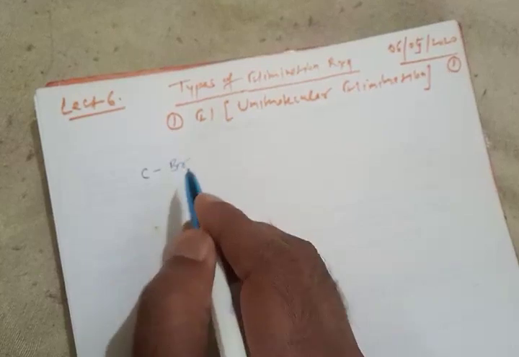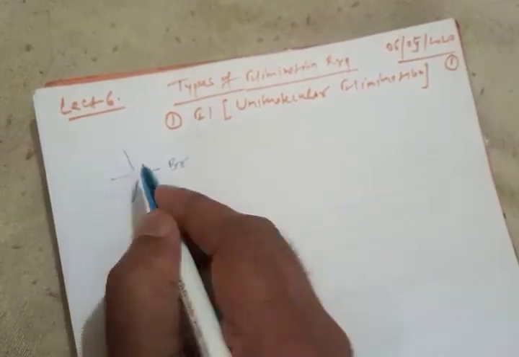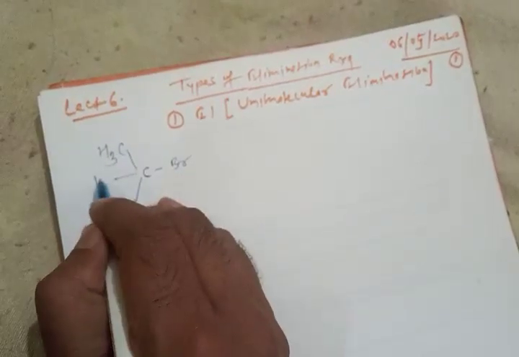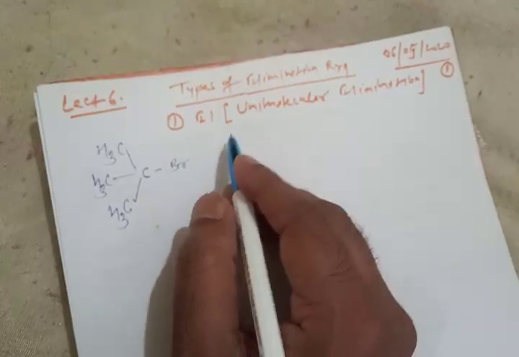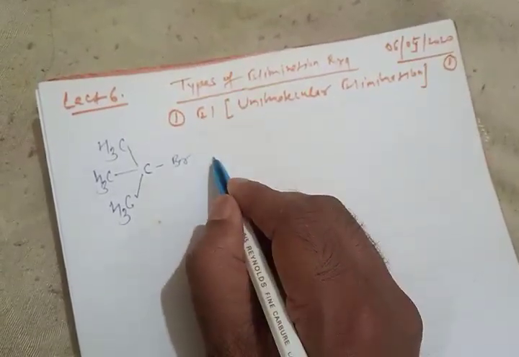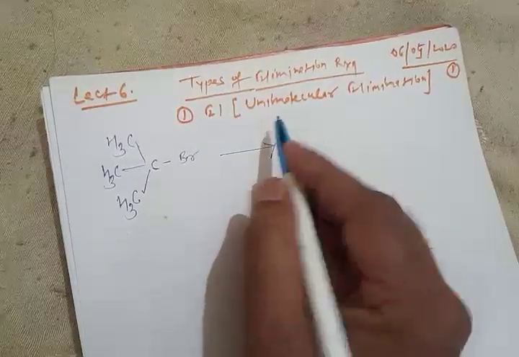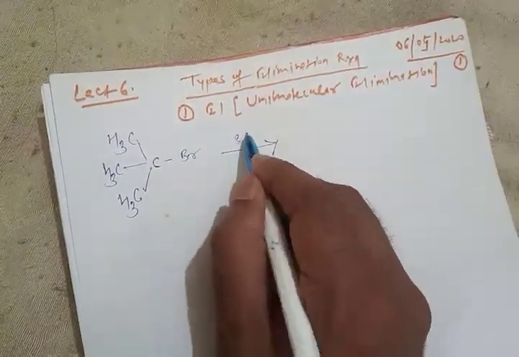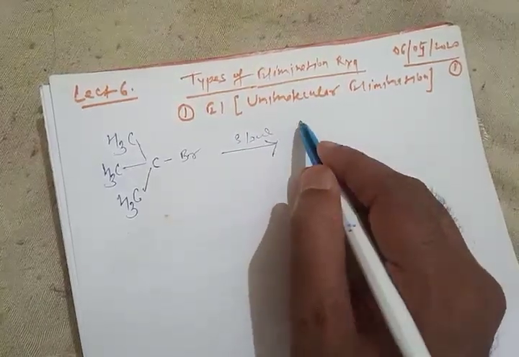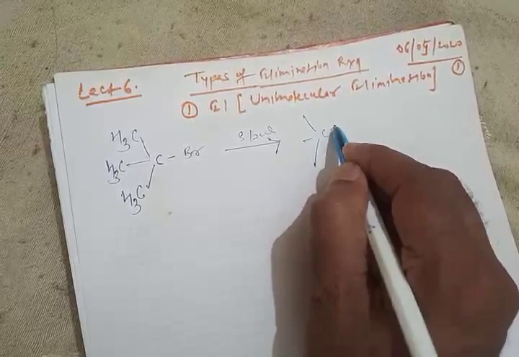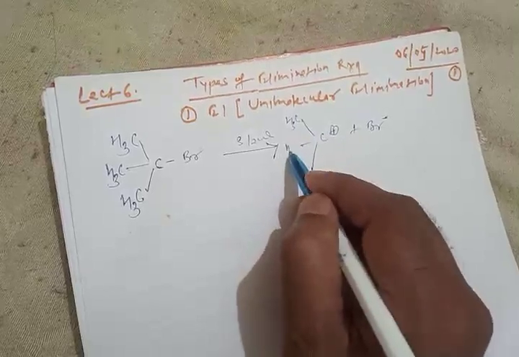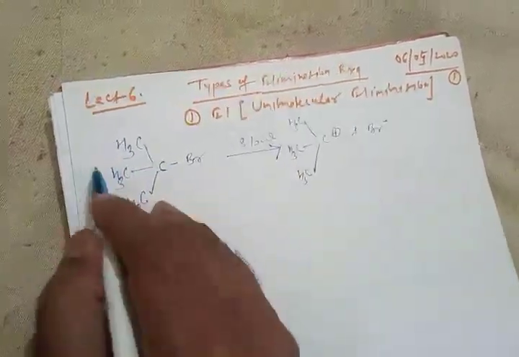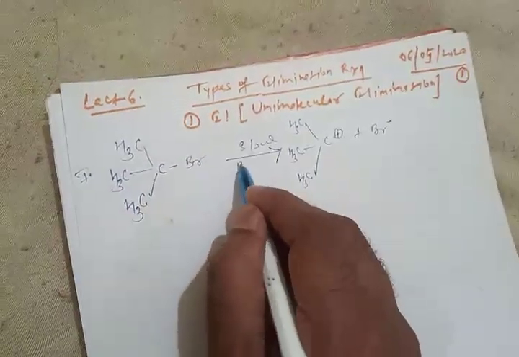So E1 is (H3C)3C-Br, with H3C, H3C and H3C on the carbon. This is a polar molecule, so it will break into a carbocation and Br negative. This step, which is the formation of the carbocation, is the RDS, the rate determining step.